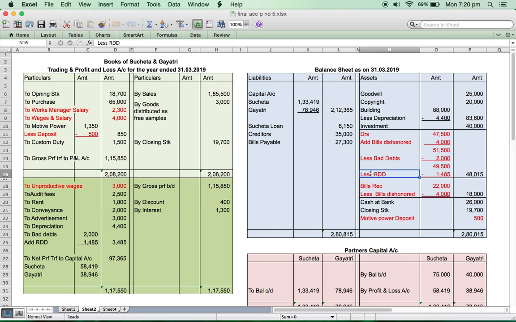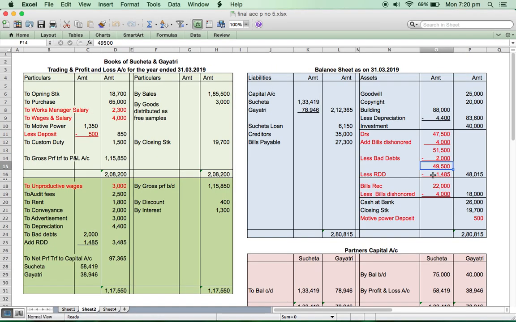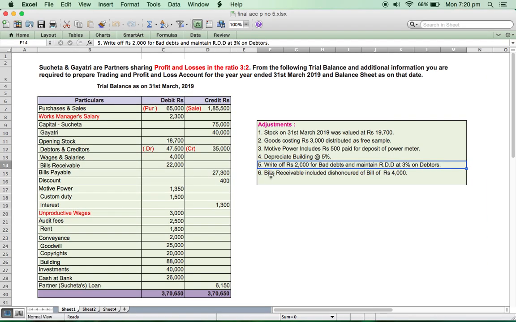Then we are going to calculate RDD on this amount. This is very important, that you give effect to bad debts first. Now RDD is 3% on debtors. So 3% on 49,500 is 1,485. This amount we will reduce from 49,500 and the net amount 48,015 will be written in the outer column. So we are giving effect to the 6th adjustment first and then we will come back to the 5th adjustment.